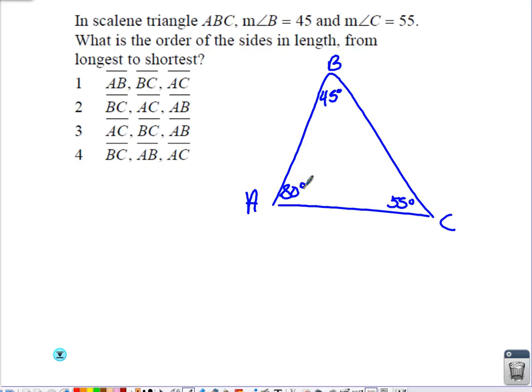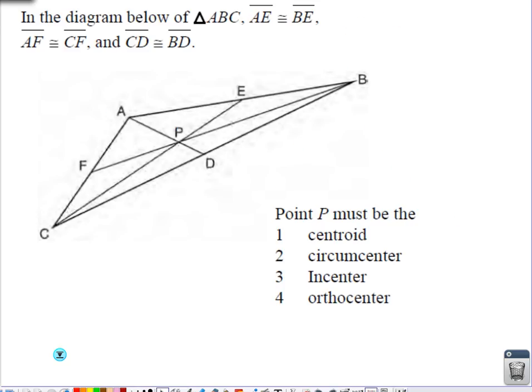What is the order of the sides from longest to shortest? Trace, which one's the longest side? BC, so we can rule out that one and that one. BC is the longest. Dylan, what's the middle side? BA. Good. So we have BC is the longest, BA is the middle side, and that would make AC the short side.